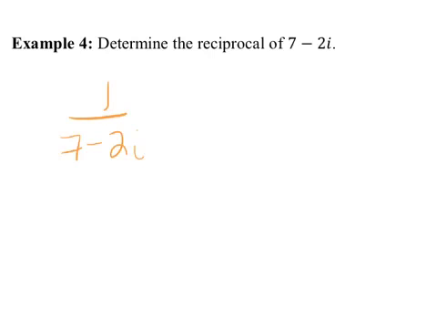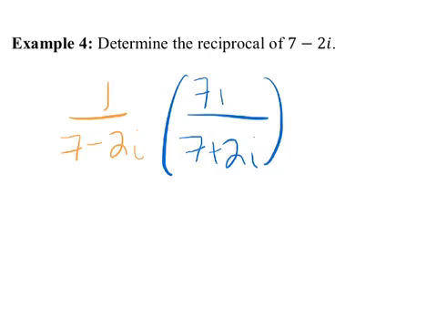But that can't stay like that. It needs to be an a plus bi form. So what do I multiply by? 7 plus 2i. The complex conjugate over the complex conjugate. This is analogous to when we had a radical in the denominator and we multiplied by the binomial conjugate over the binomial conjugate. The numerator is easy, right? It just repeats itself. 7 plus 2i.